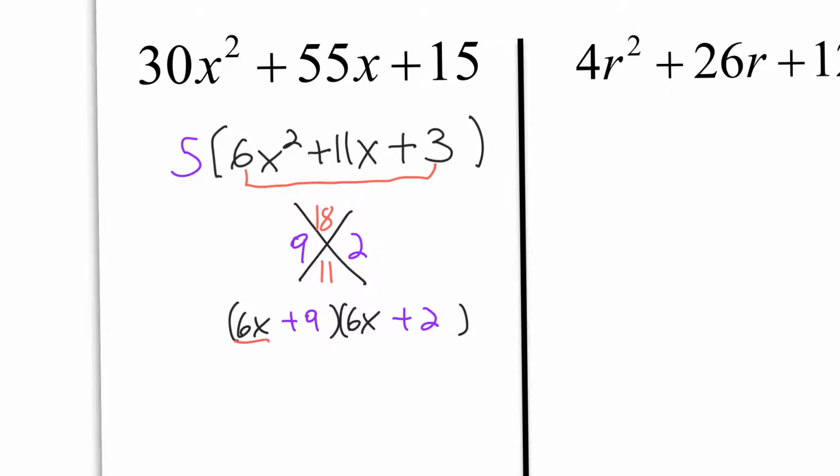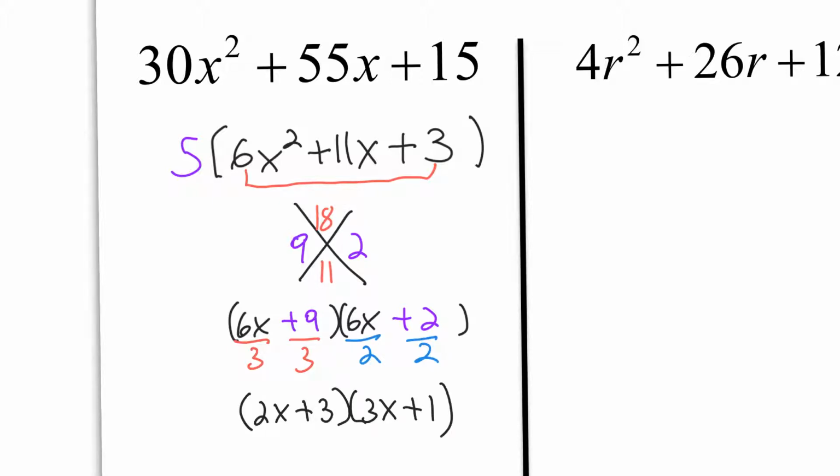So I notice I can divide by 3 here, and you guys can divide by 2 over here. And you guys have to divide both numbers. Okay, that's how you reduce the binomial, you divide. So I'm going to have a 2x plus 3 here, and a 3x plus 1 over here.